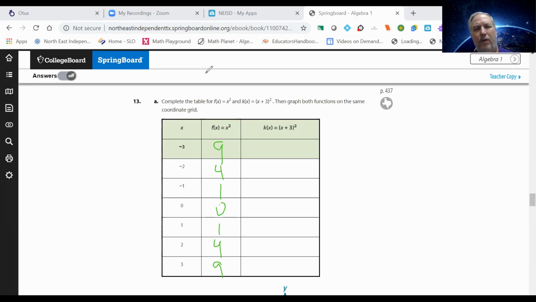So if I put in x is negative 3, before we square it, it's negative 3 plus 3. So negative 3 plus 3 is what? Well, it's 0, and 0 squared is 0. Negative 2 plus 3 is going to be 1. 1 squared is 1. Negative 1 plus 3 is positive 2. Positive 2 squared is 4. 0 plus 3 is 3. 3 squared is 9. 1 plus 3 is 4. 4 squared is 16. 2 plus 3 is 5. 5 squared is 25. And 3 plus 3 is 6. 6 squared is, of course, 36.